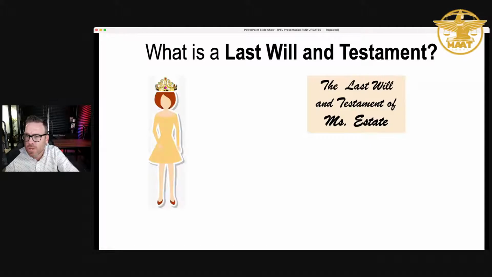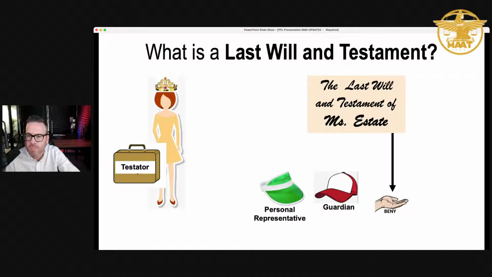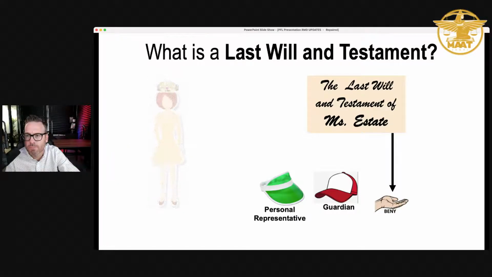Last will and testament, it's a legal document. The person that makes it is called a testator. That's why it's a last will and testament. The last will and testament defines who the beneficiaries of the estate are. If there are minor children, that's where you define who the guardians will be, and the personal representative.